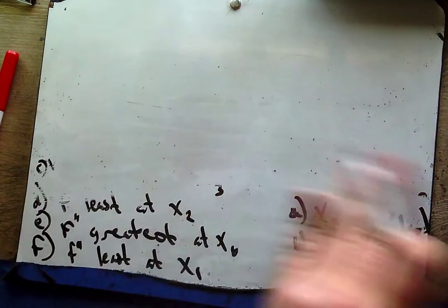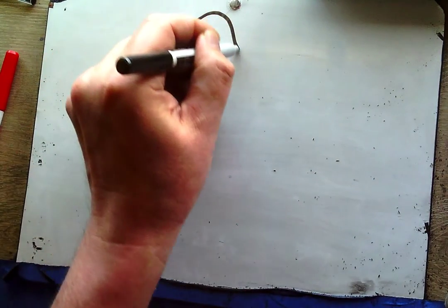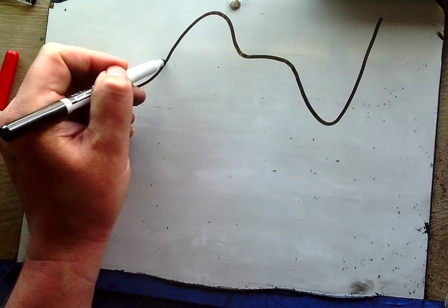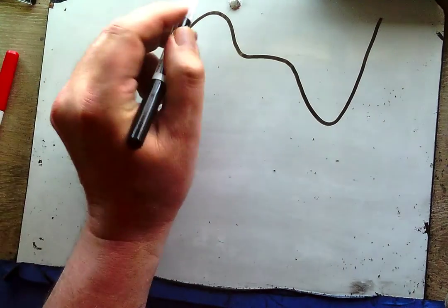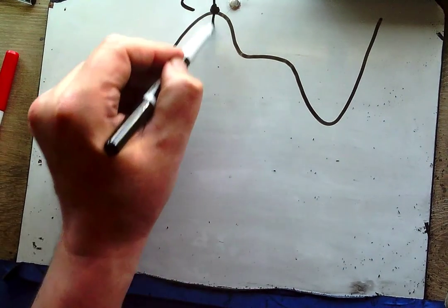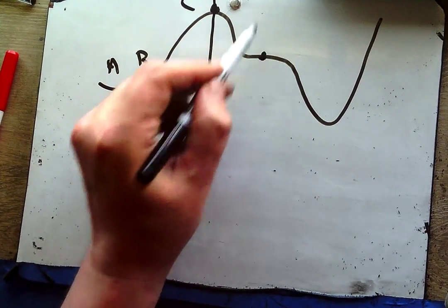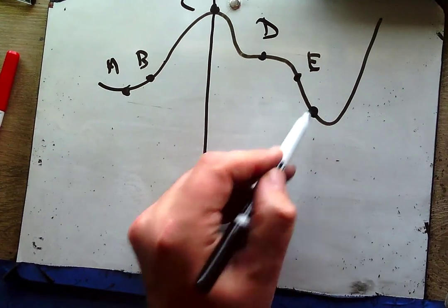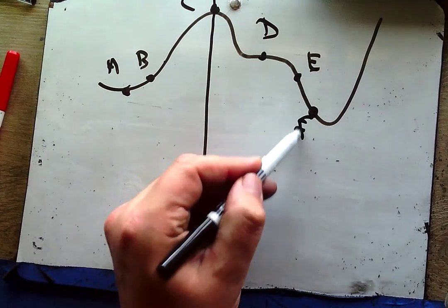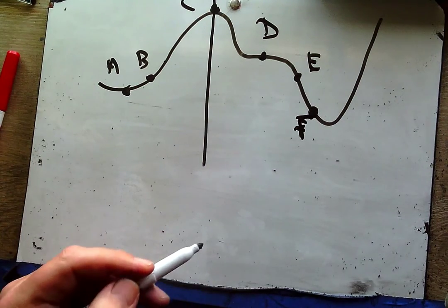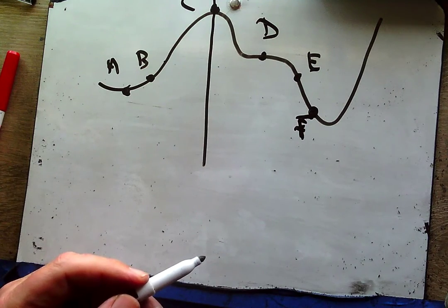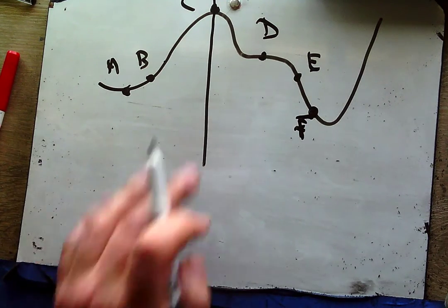Oh, there's a picture. Let's take a look at that picture. We've got goes up, comes down, has a flat, comes down, and back up. This is A. This is B. This is C. It's also our y-intercept. This is D. This is E. And here is F. Okay. Part A. Find the places where f prime and f double prime are non-zero and of the same sign.